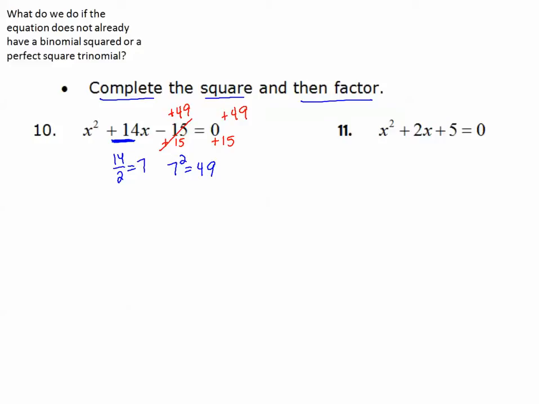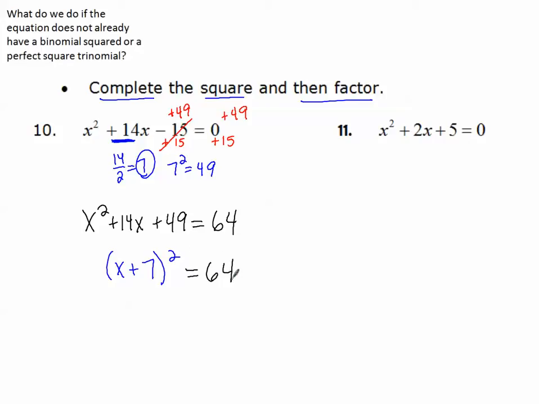Let's write down what we have after doing that. x² + 14x + 49 = 0 + 15 + 49, which is 64. Now we can factor this perfect square trinomial. Remember, half of 14 is 7, so (x + 7)². The rest of the equation says equals 64.